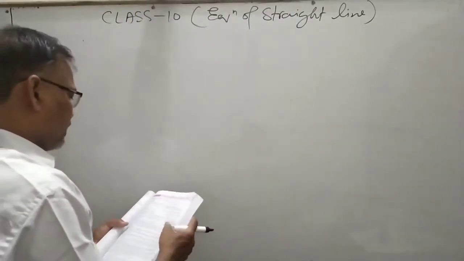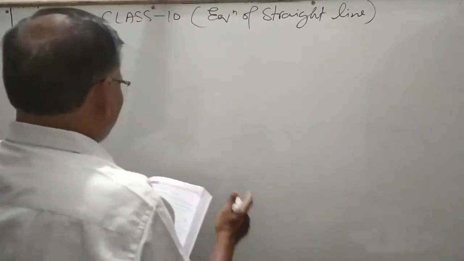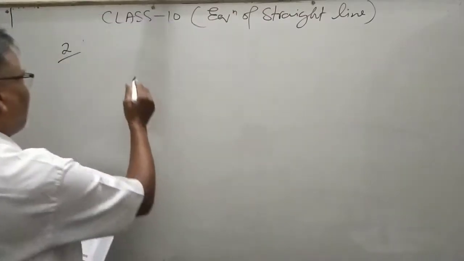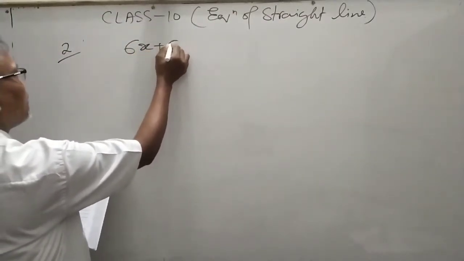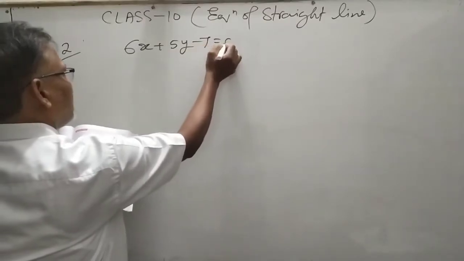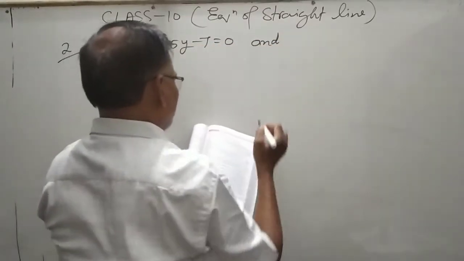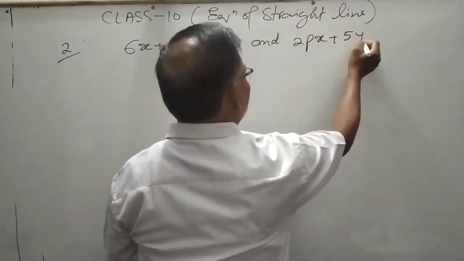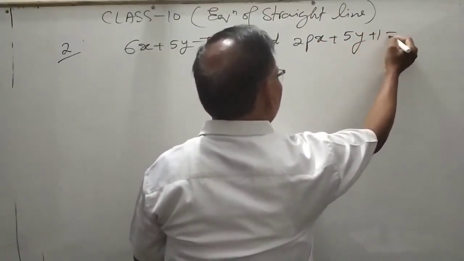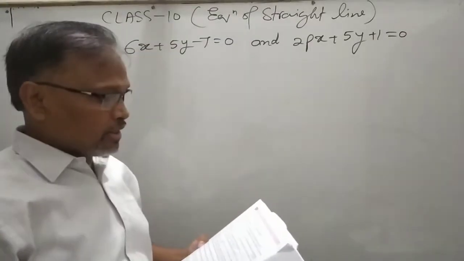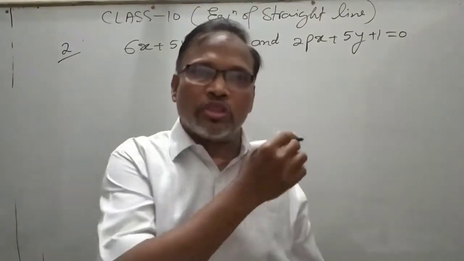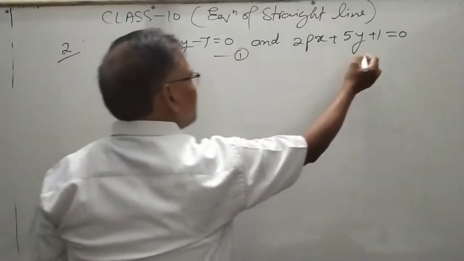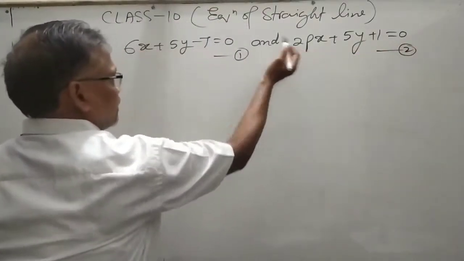Now we come to Exercise 12.1, question number 2. If the two lines 6x plus 5y minus 7 equals 0 and 2px plus 5y minus 1 equals 0 are parallel, then find the value of p.